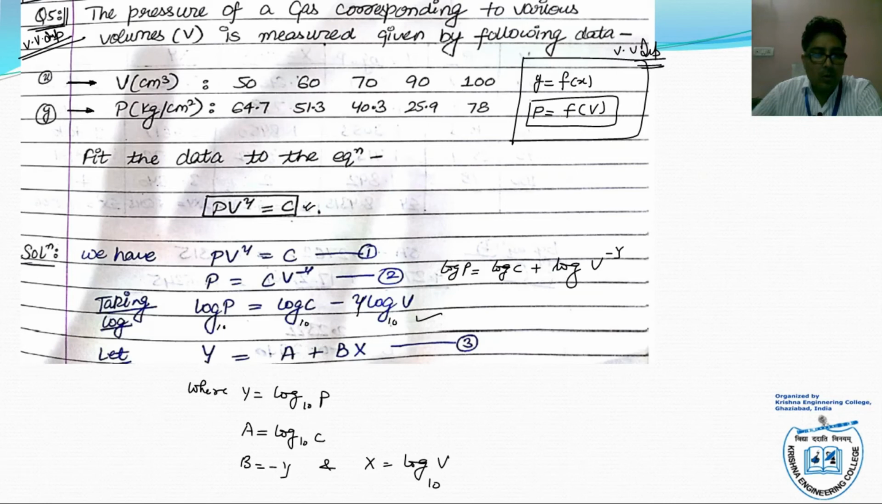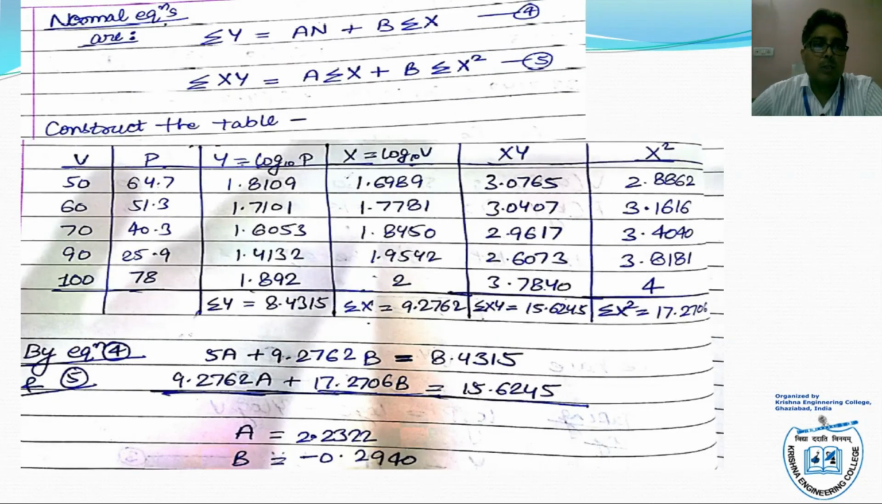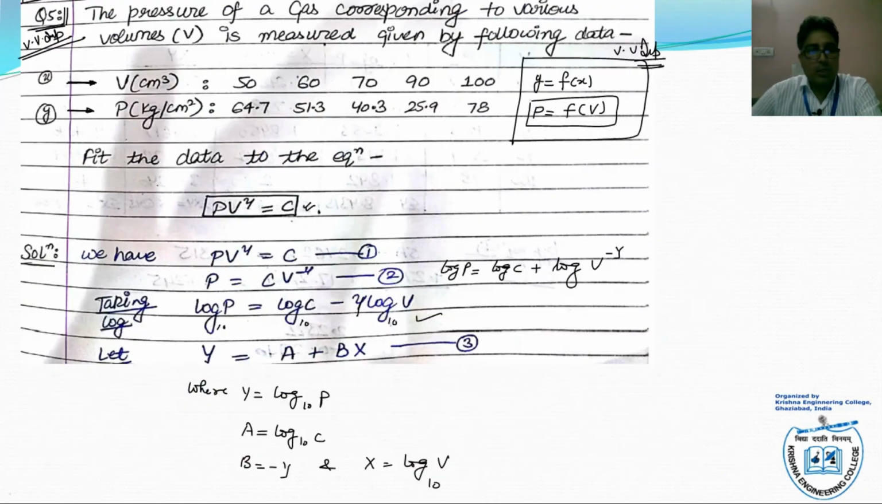The normal equations of the straight line Y is equal to A plus BX, corresponding to constant A: sigma Y is equal to A n plus B sigma X, and corresponding to constant B: sigma X into Y is equal to A sigma X plus B sigma X square. Clear?